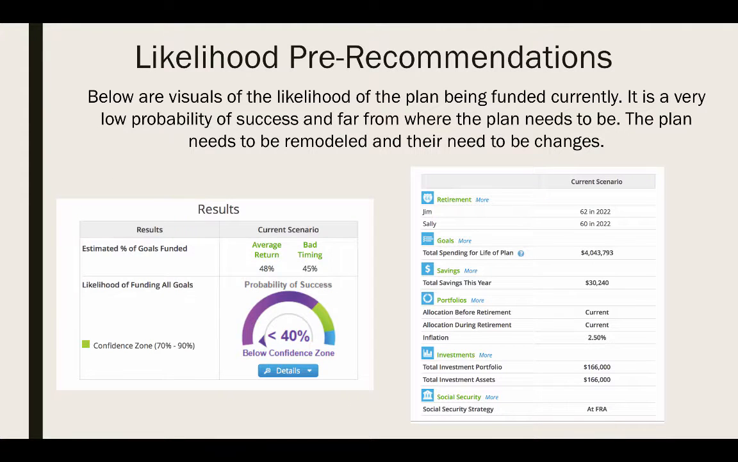The likelihood of the pre-recommendation. So here's the likelihood of what all of their goals that they wanted and all of what they have going on in their plan so far. Here was the likelihood. It was really, really low. Their confidence zone was way below what it needed to be. And so this is a good example for Jim and Sally to be able to know that they are way below where they need to be with what their goals are.